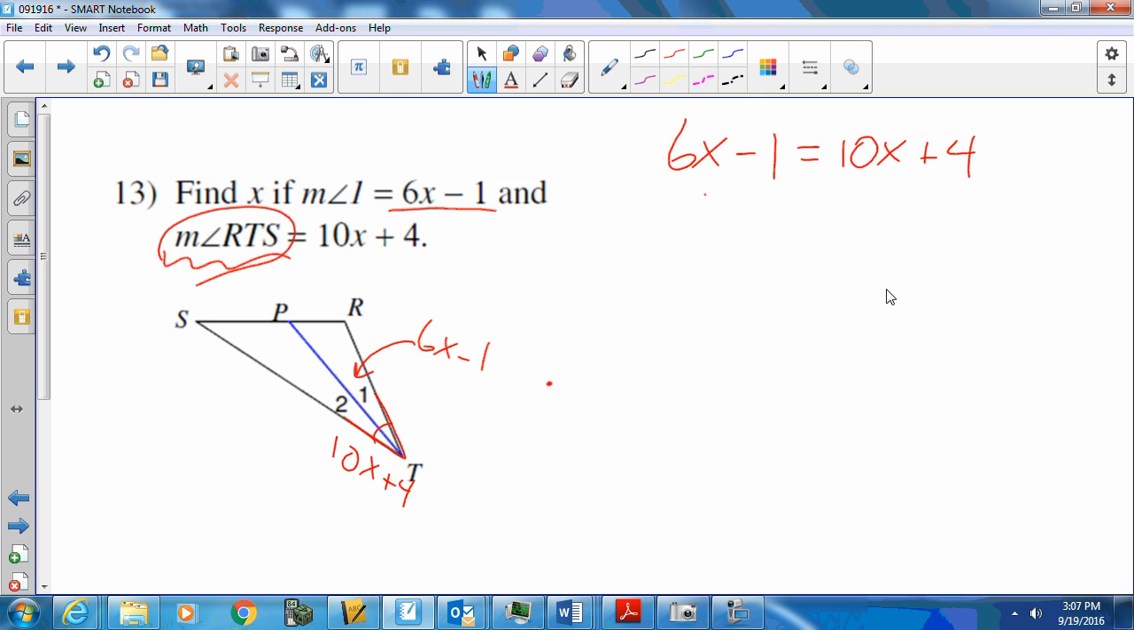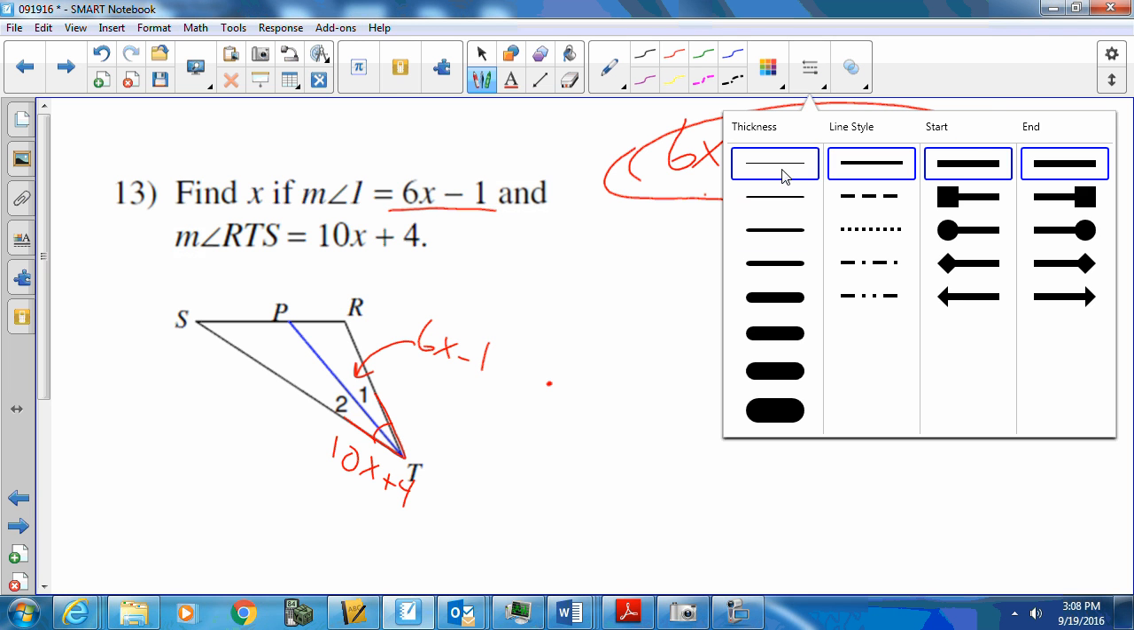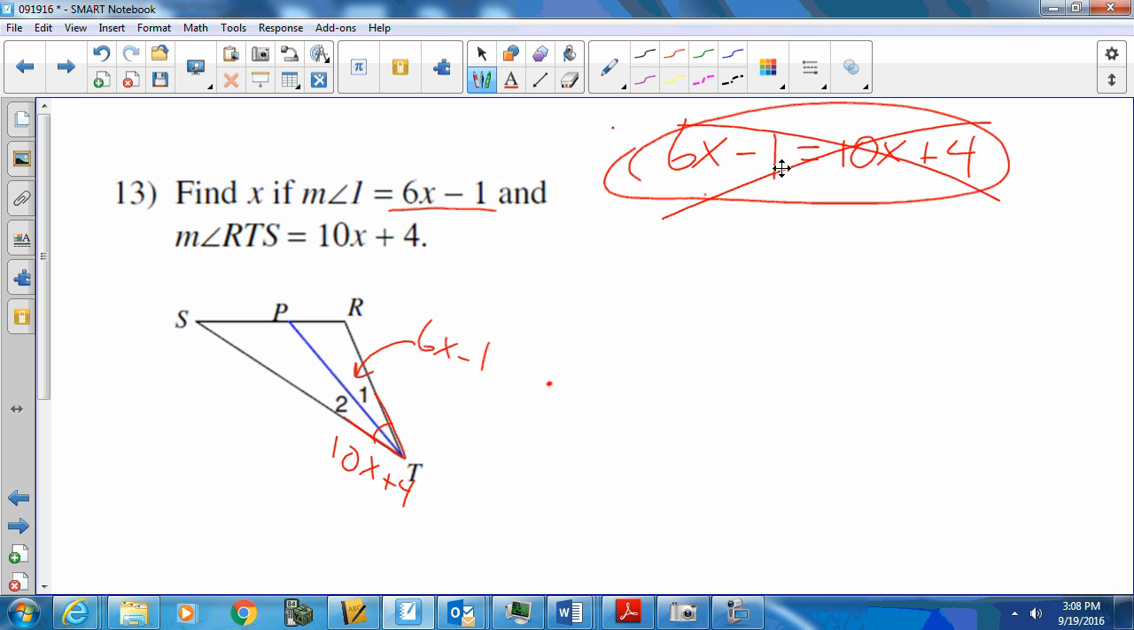Now, if it had said the measure of angle 2 is equal to 10x plus 4, this would be right. Unfortunately, it doesn't say the measure of angle 2. It says the measure of angle RTS. So this right here is not right. Don't want that. What is the relationship between those two angles? Well, number 1 and number 2 are congruent. They are equal. But what about number 1 to the entire angle? Well, if you're thinking about bisectors, it should be half.